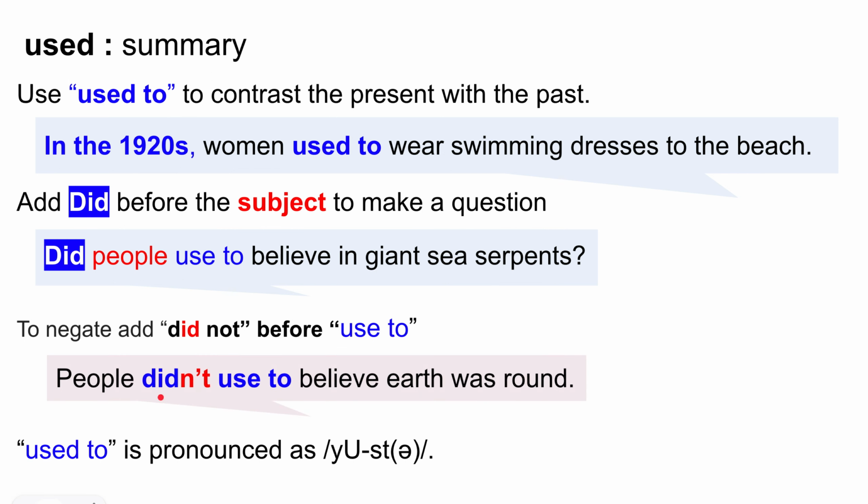Next, to negate, add did not before use to. So, for example, people didn't used to believe the earth was round. And remember, we don't say "used to". If we want to say it quickly, we say "use to".